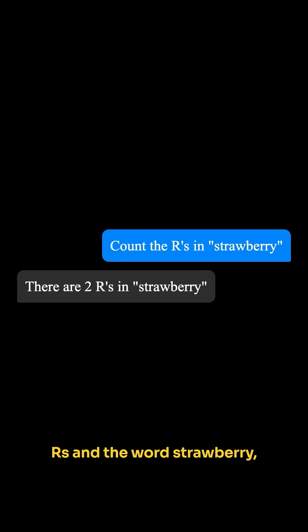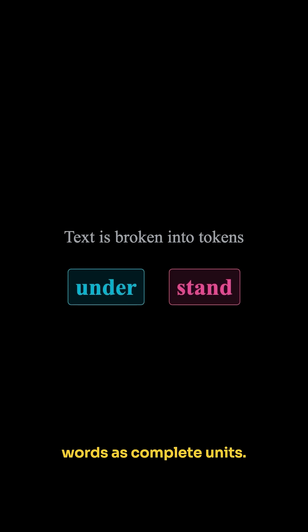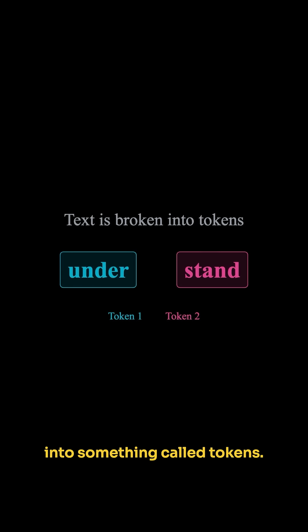Here's something fascinating. If you ask ChatGPT to count the R's in the word strawberry, it might actually get it wrong. Why? Because it's not seeing the word the way you and I do. Language models don't read words as complete units. Instead, they break text down into something called tokens.